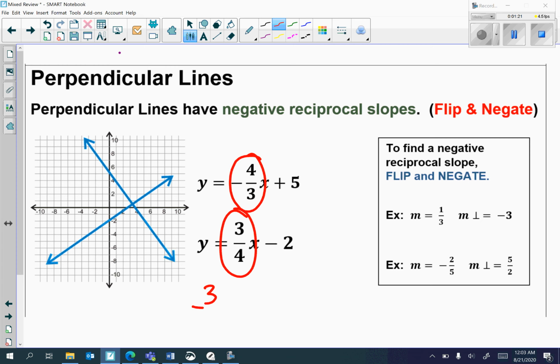If I take 3/4 and I flip it, that becomes 4/3, and then I negate it, negative 4/3. If you look over to the right here, to find a negative reciprocal slope, you flip and negate. So you take 1/3, you flip it, which becomes 3, and then you negate it, which becomes negative 3. And then negative 2/5, you flip, it becomes 5/2, and if you negate an already negative number, it becomes positive. So remember, perpendicular lines have negative reciprocal slopes in which you flip and negate the slope.